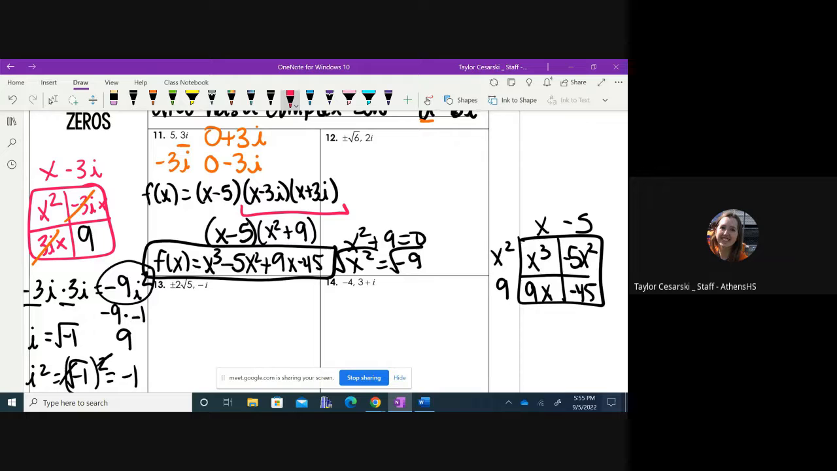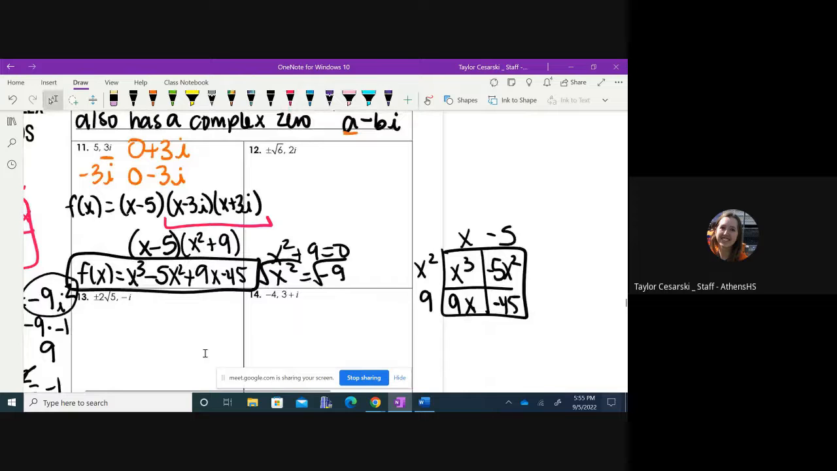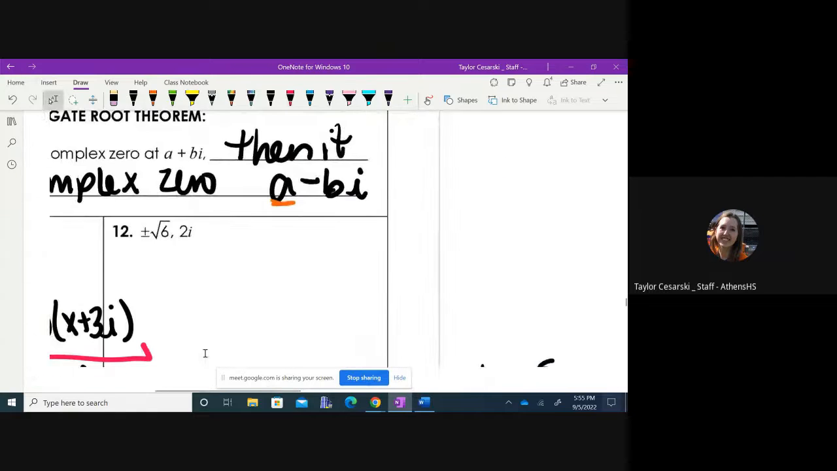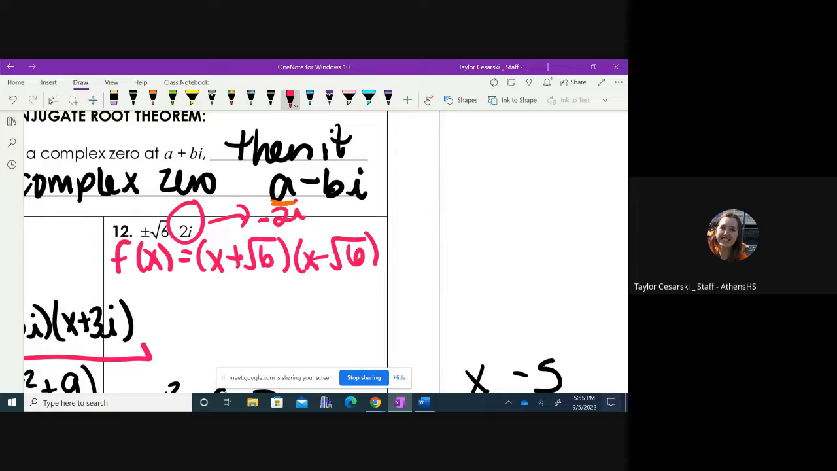Cool. All right, same thing for number 12, and then we're just going to do 13 and 14 in factored form. We won't multiply them all out. All right, so first factored form, I have negative square root 6 and positive square root 6. So x plus square root 6 and x minus square root 6. And then if I have a positive 2i or 0 plus 2i, I'm also going to have 0 minus 2i, which I can also represent as negative 2i. So this is going to be x minus 2i and x plus 2i.